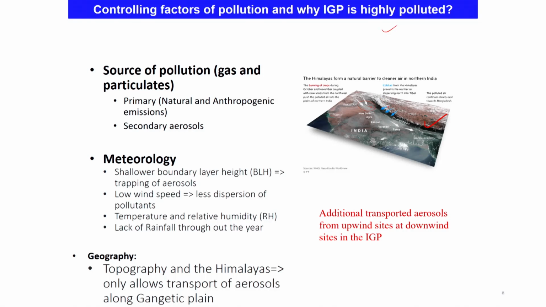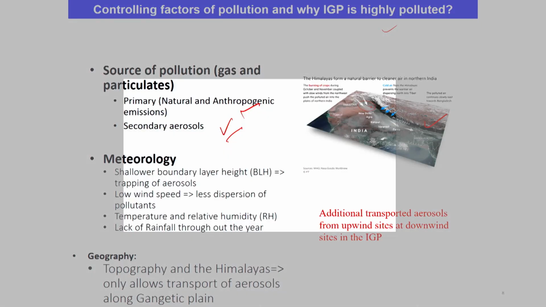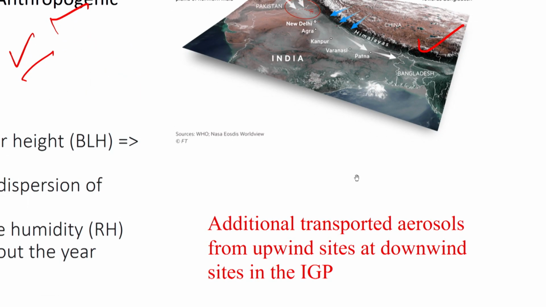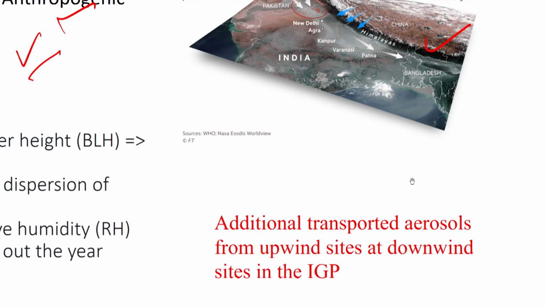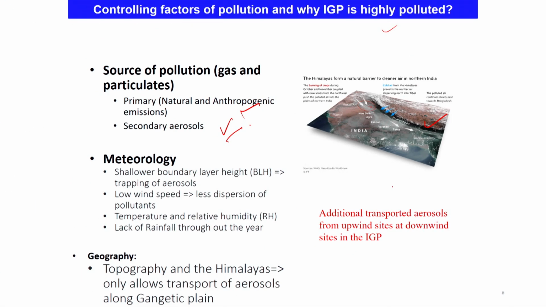Now what will happen here? We talked about the sources, we talked about the gaseous, natural and anthropogenic aerosols, as well as secondary aerosols. These sources are there. Then meteorology plays a role. I have not talked about the meteorology, although I gave very little idea on this one. So we will just discuss this one.